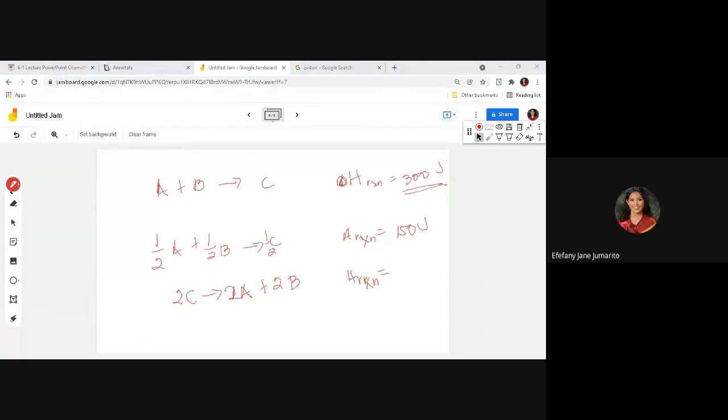Okay, do you agree that the enthalpy of the third reaction is 600 joules? Do you agree? Oh, negative 600 joules. Yes, ma'am. Why? Great.